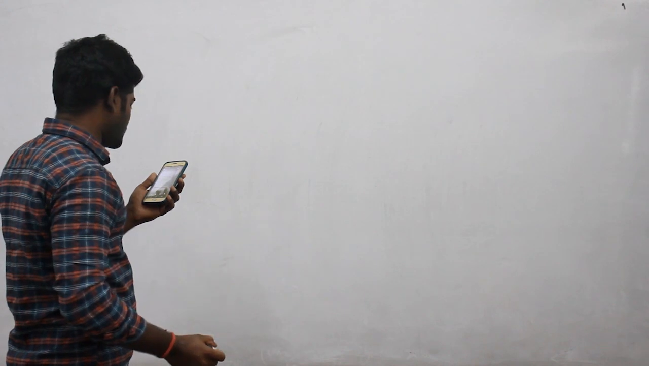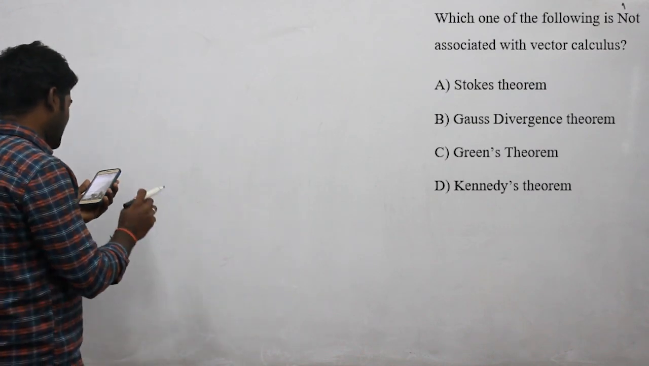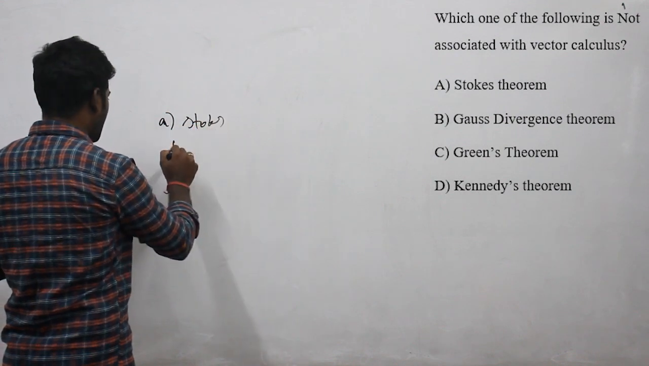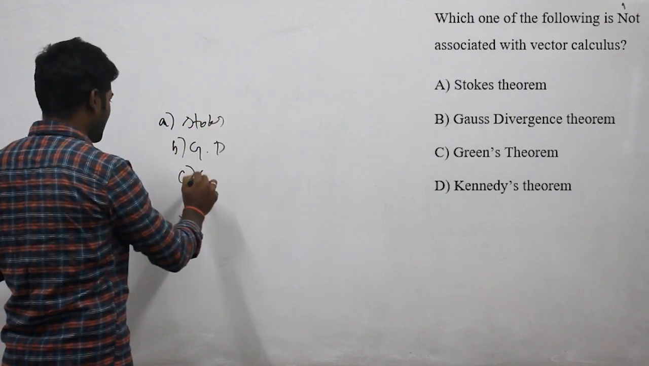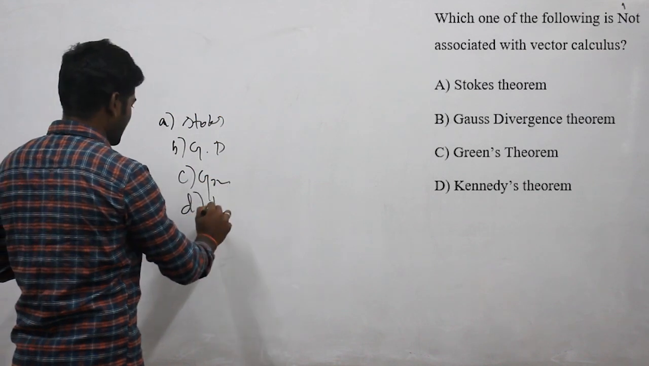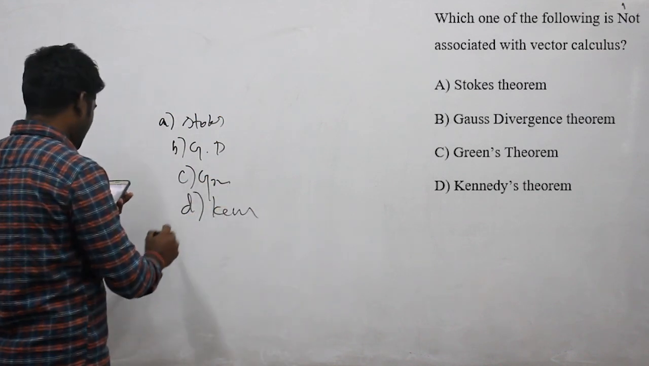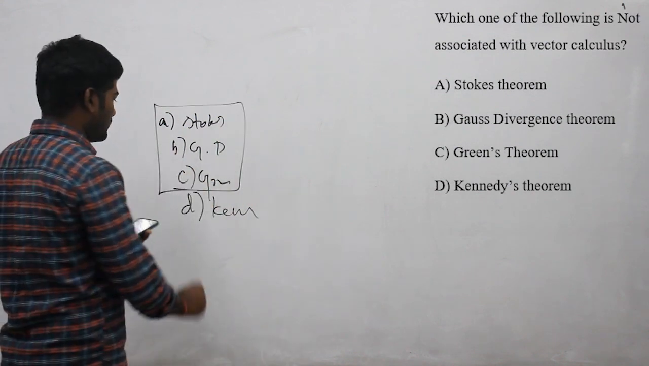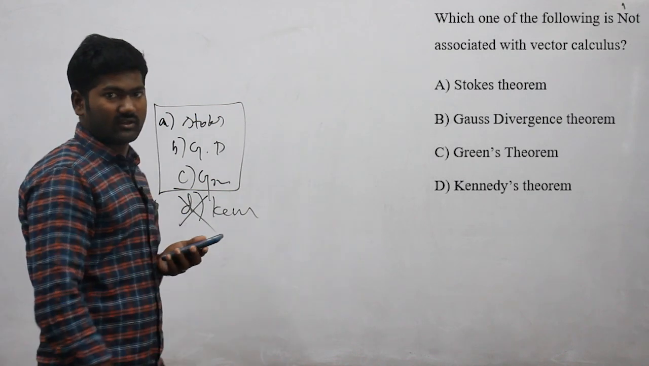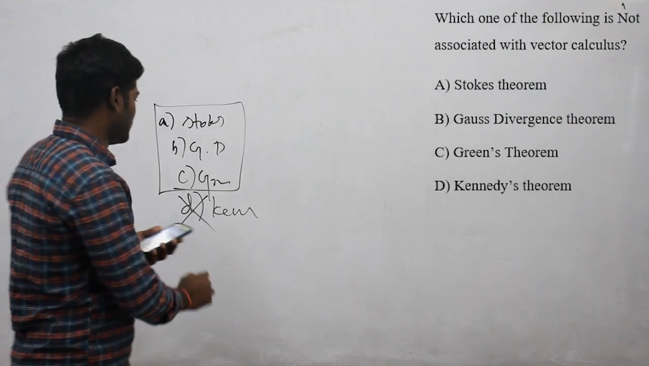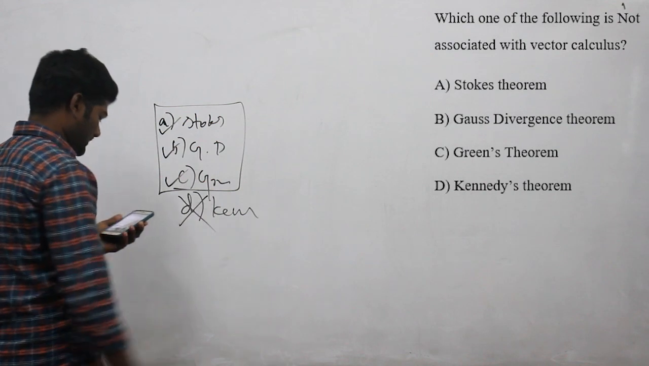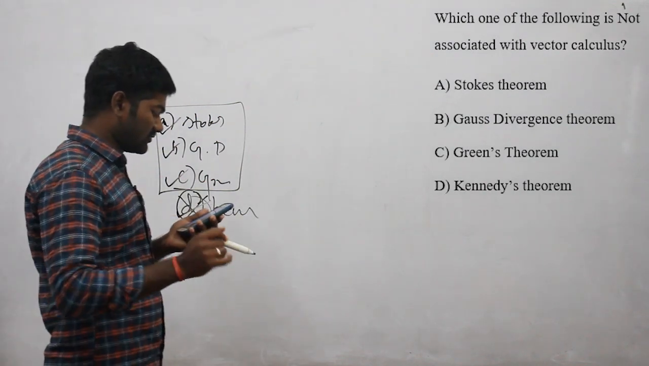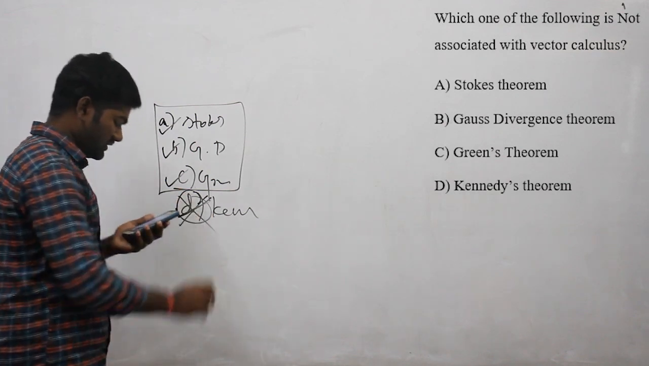Now solution for the second question. Read the second question. Which one of the following is not associated with vector calculus? Option A is Stokes theorem, option B Gauss divergence theorem, option C is Green's theorem, option D Kennedy's theorem. You have seen all these three in vector calculus. Only Kennedy's theorem you have not seen. Kennedy's theorem will come in mechanical, right? So this is the only one not in vector calculus. So option D is the correct answer.